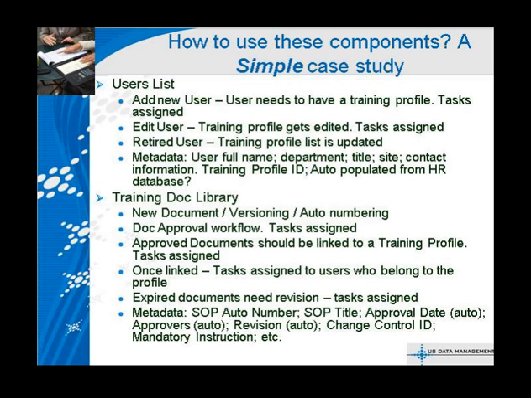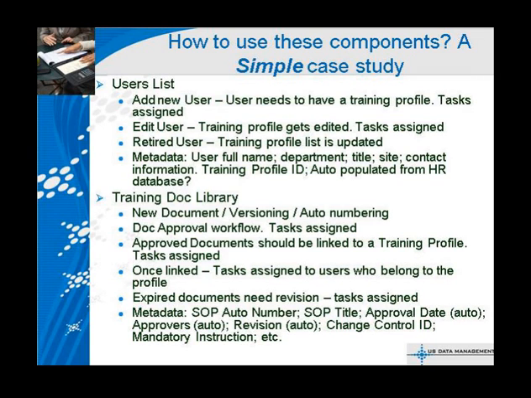So the next thing that you might need is a training document library, right, where SOPs and training manuals and all of that information is stored. Obviously, version control, auto-numbering can be a feature, right? And when you add a new document and you approve that document through a workflow, when that workflow is triggered, tasks are assigned to various approvers and reviewers to perform certain activities.